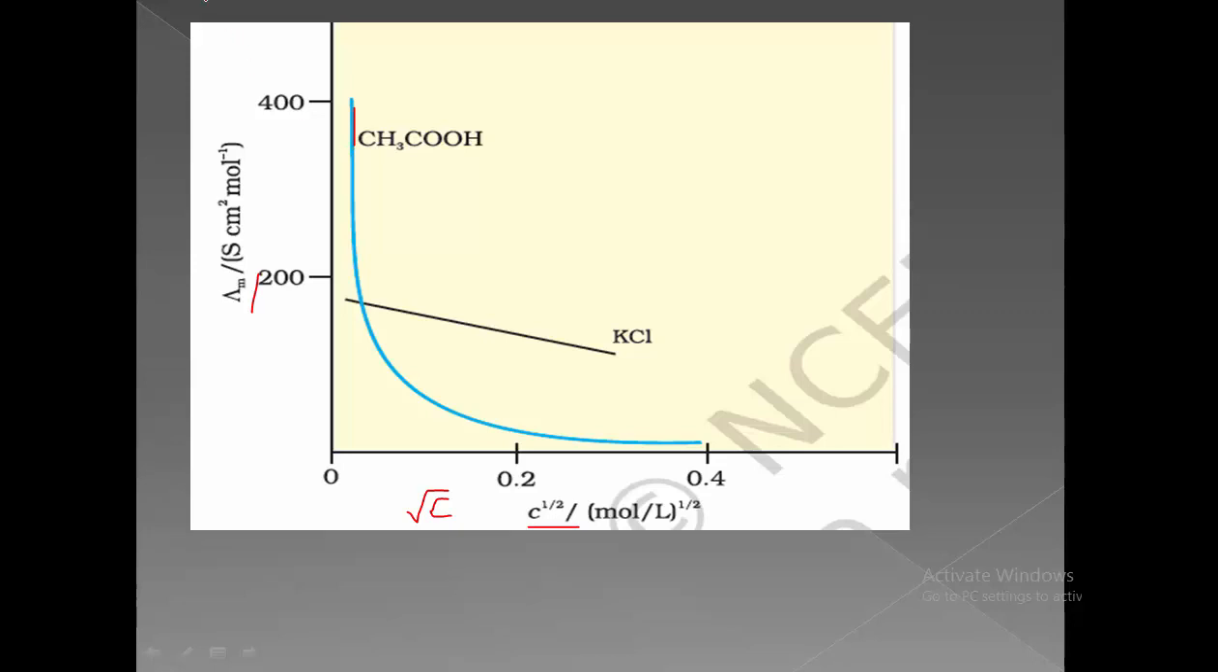Here you can observe CH3COOH. It is a weak electrolyte and you will obtain the graph like this. This blue line indicates the molar conductivity of acetic acid and this dark black line indicates the molar conductivity of KCl. KCl is a strong electrolyte. So this is the graph obtained on plotting molar conductivity against the square root of concentration.